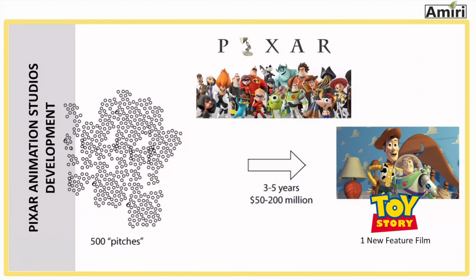Here's another example from the movie industry that we talked about. For example, Pixar Studio, their number is about 500 pitches, 500 opportunities, 500 new ideas, 500 generic descriptions of a movie. It takes about 3 to 5 years and a lot of investment to generate one feature film out of the company.